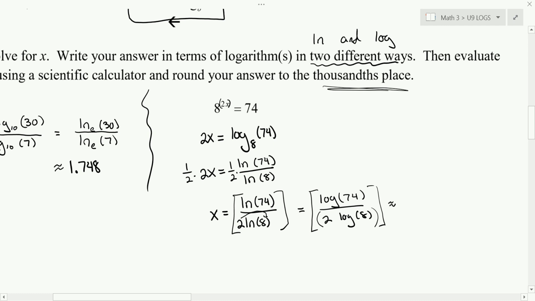So you guys getting 1.035? If you're not getting that, again, you need parentheses around the whole denominator when you're typing that in. Okay? You just need parentheses when there's more than one thing. So if you hit enter first, so I do natural log of 74 divided by natural log of 8, hit enter, and then hit divide by 2, that would work. Okay. All right, on to the next one.